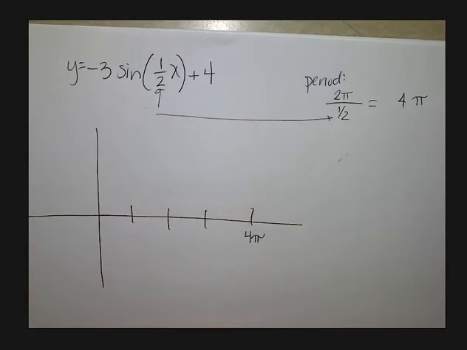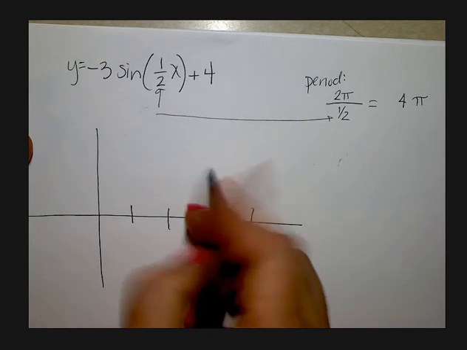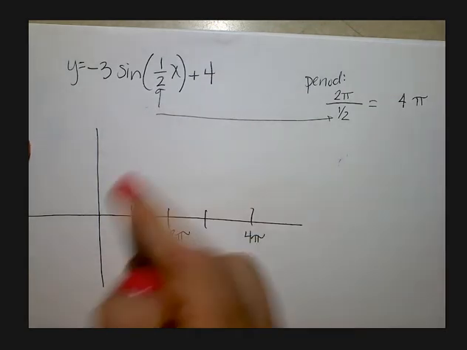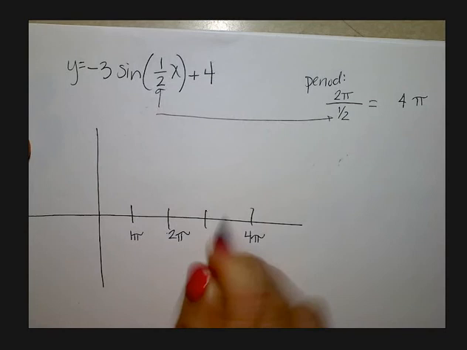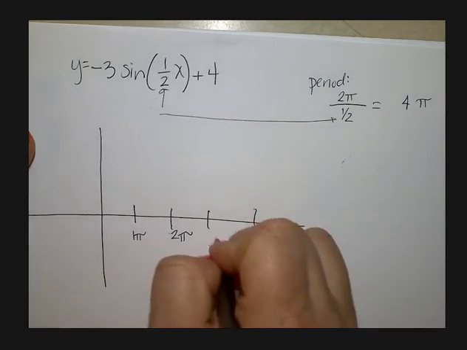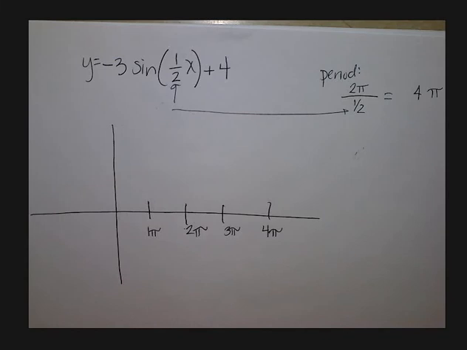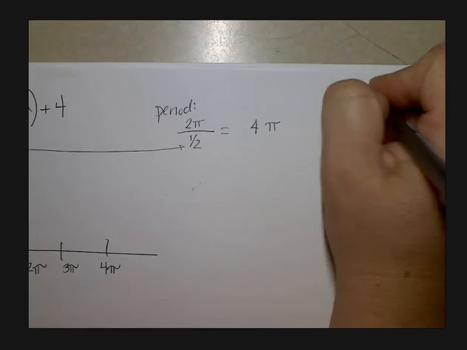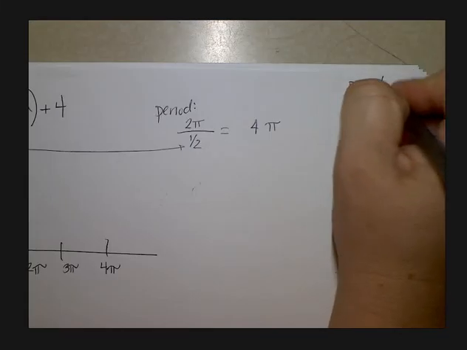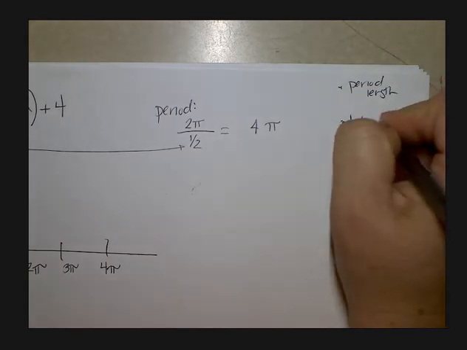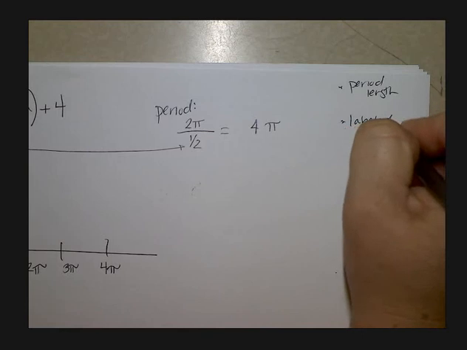Now, if we have to cut 4 pi into 4 equal parts, it's pretty easy. Take 4 pi and divide it by 2 to get the middle, which would be 2 pi. 2 pi divided by 2 would be 1 pi. And what's between 2 pi and 4 pi? 3 pi. That's a very easy one. So the first thing I did, I'm going to make a little list here. The first thing I did was the period length. The second thing I did is I labeled the axis.